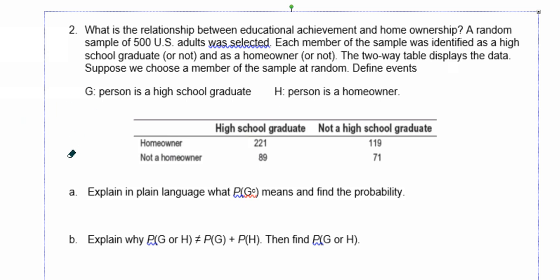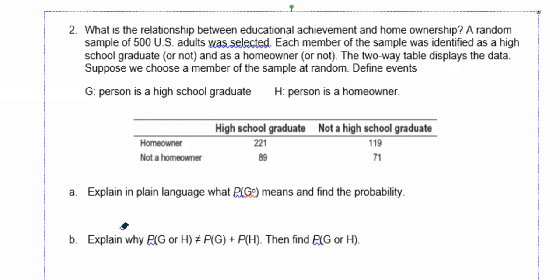All right, what is the relationship between educational achievement and home ownership? A random sample of 500 U.S. students was selected. Each member of the sample was identified as a high school graduate or not, and as a homeowner or not. The two-way table is displayed below. Just suppose we choose a member of the sample at random.